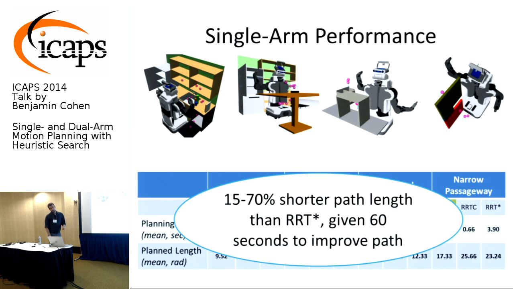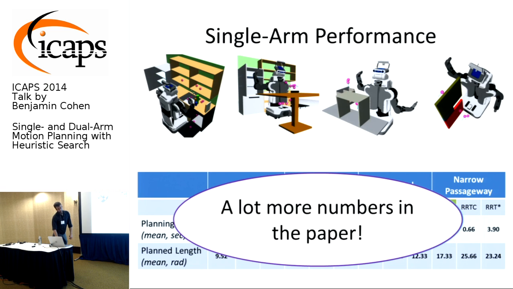RRT* and ARA* can benefit, as they can improve the path as time permits. So we gave them each 60 seconds and said, let's see what you can do. Our planner planned paths that are between 15 and 70% shorter than RRT* across the board on all the tests. There are a lot more numbers in the paper if you like numbers.